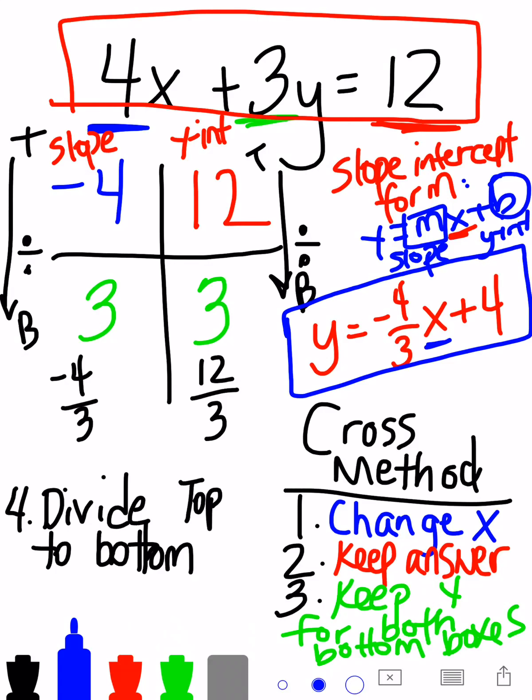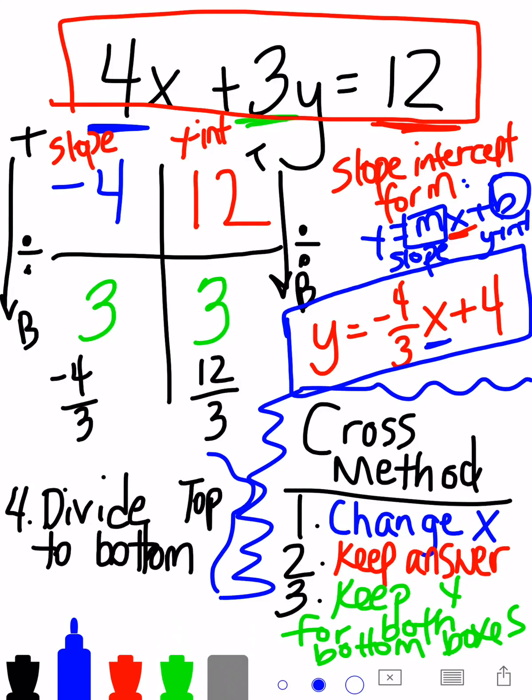So remember, when you're solving for y, we use the cross method. Please be sure that you have written down the cross method steps right down here at the bottom. The last step is over here, step 4. 1, 2, 3, and 4. First step, change x. Second step, keep answer. Third step, keep y. And the fourth is to divide top to bottom.